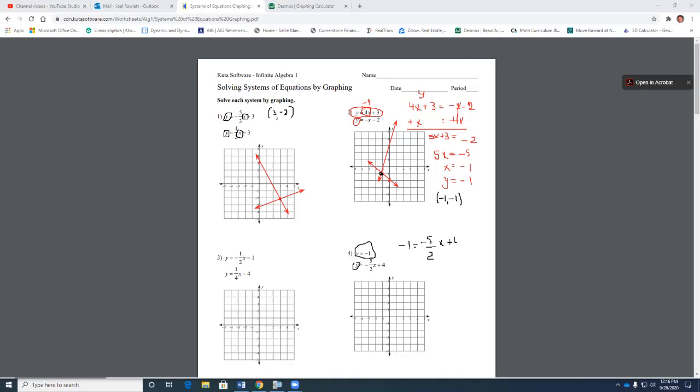And now what can I do to get x by itself? Well, I could subtract 4 from both sides, and that would leave me negative 1 minus 4 on the left side, which is negative 5. And if I subtract 4 on the right side, that will leave me negative 5 halves x. And now to get rid of the fraction, I'll just multiply both sides by 2. I'll multiply the right side by 2, and I will multiply the left side by 2.